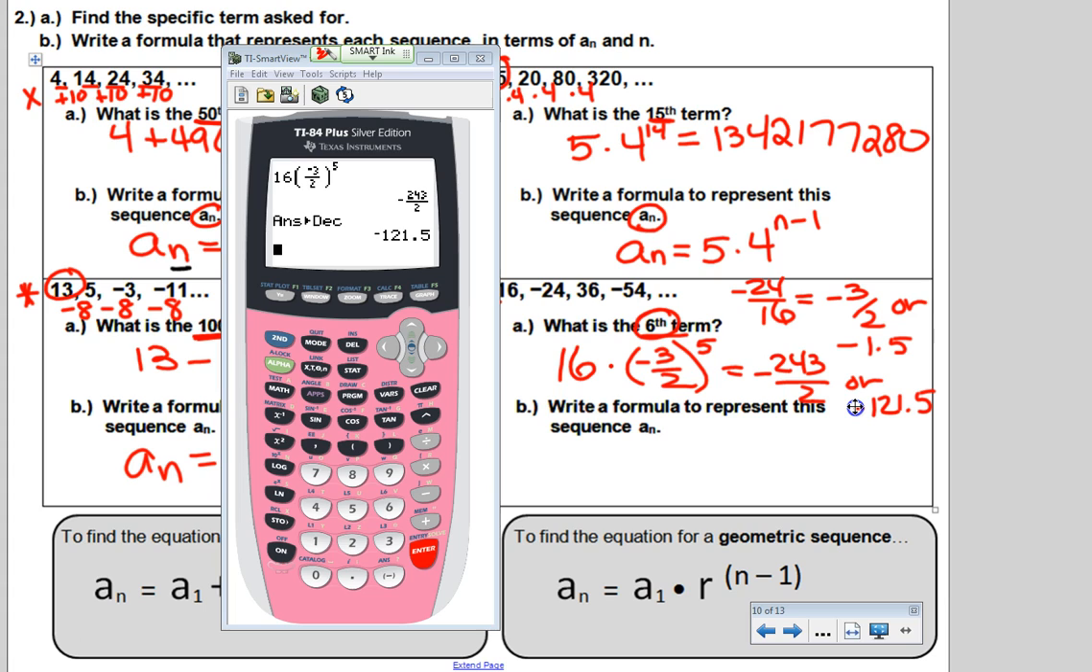All right, and lastly, our formula is a sub n. We started with 16. We know we're going to multiply by negative 3/2, and the number of times we're going to multiply that is always 1 less than the number of numbers. So n minus 1 power.